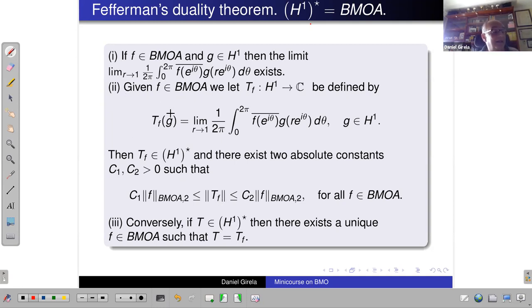Then I guess it's time to stop. So I will stop here. This is the precise statement of the Fefferman duality theorem, and then tomorrow we will try to get some idea of how we get it. So I will stop now.